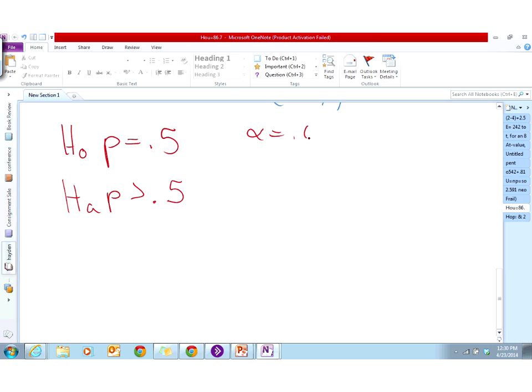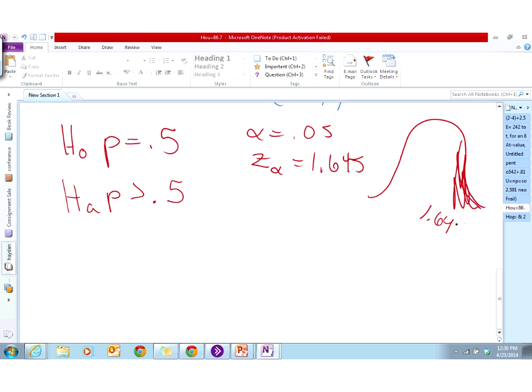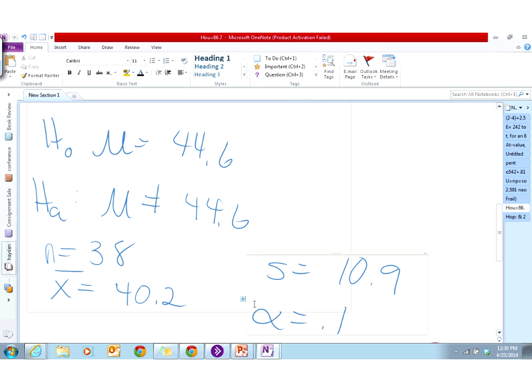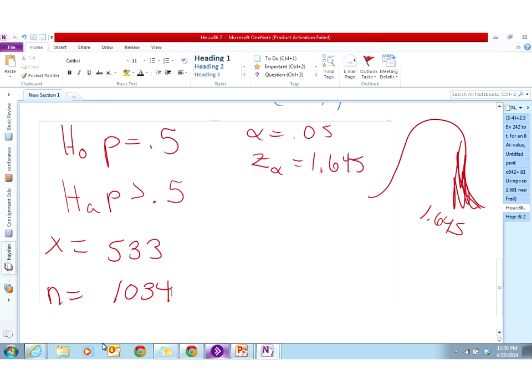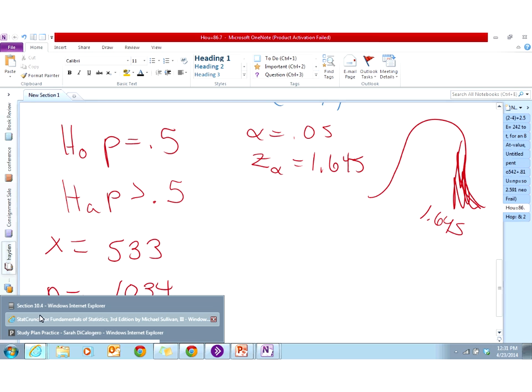Okay. Alpha equals 0.05. Our Z of alpha is 1.645. So again, we've got a right tail test. There's our rejection region. And our X is equal to 533, and our N is equal to 1034. So that's all the data that we need. So what did I do? All right. Let's go back to StatCrunch.